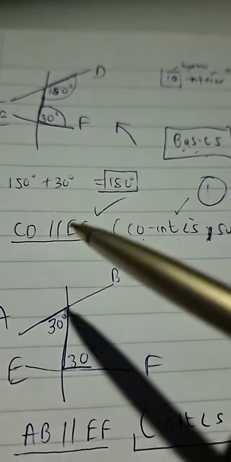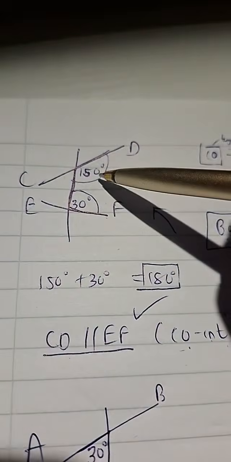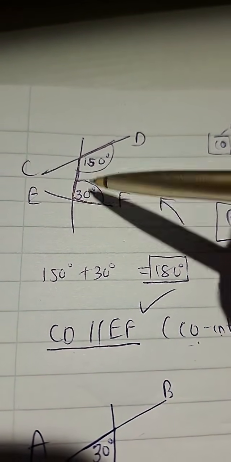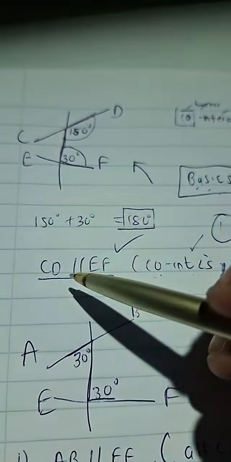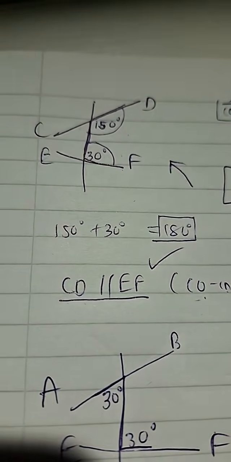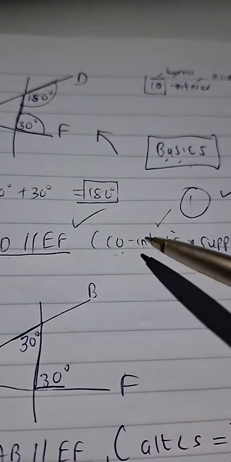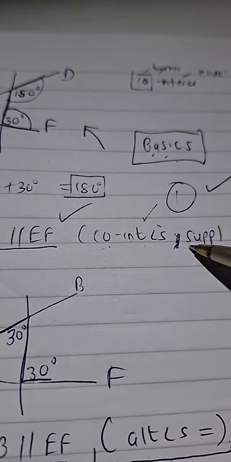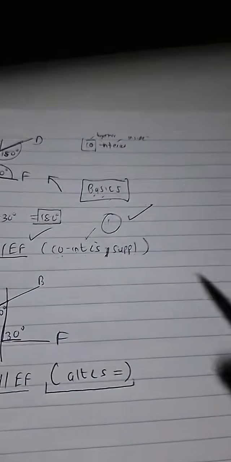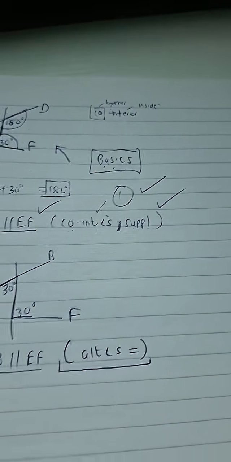Now, what are we saying about those co-interior angles? When we add them together, they give us 180. When you have co-interior angles, guys, that add up to 180, it means that we can comfortably say that CD is parallel to EF. Why? Co-interior angles are supplementary. Okay. One way of proving that lines are parallel.